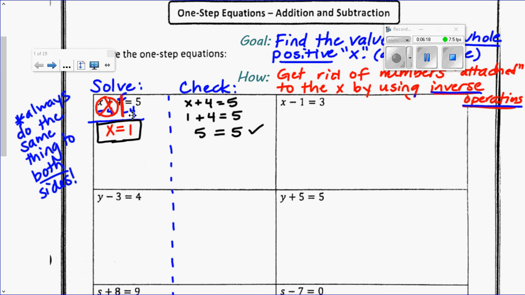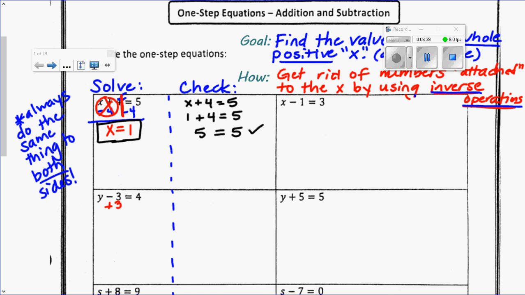Okay, the next one is y minus 3 equals 4. We're trying to figure out what y is. Some number minus 3 gives us 4. We want y by itself, so we have to get rid of minus 3. How do we get rid of a minus 3? We're going to add 3, plus 3. So underneath this, put plus 3.